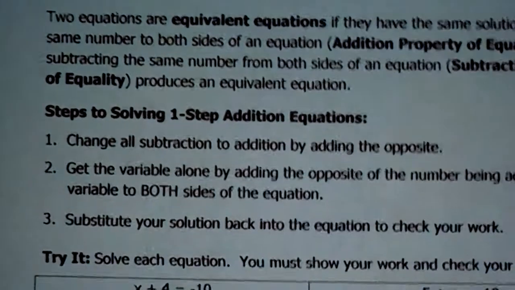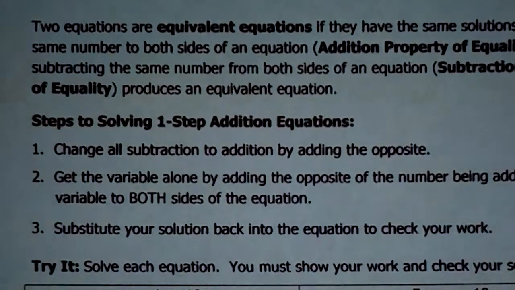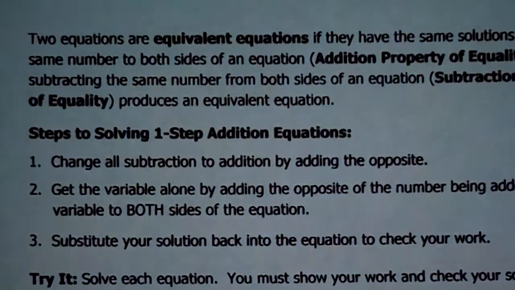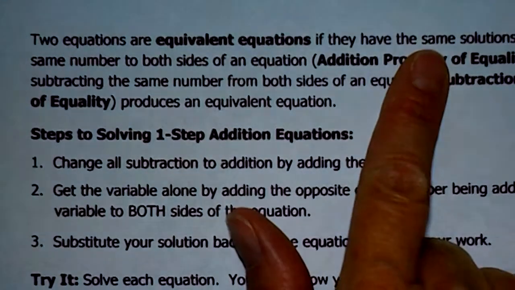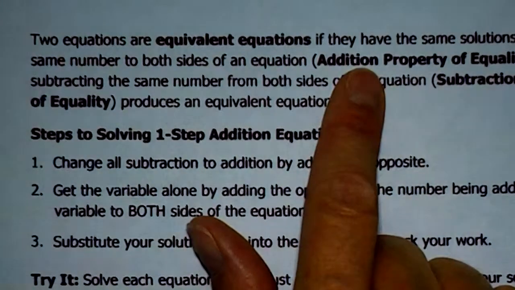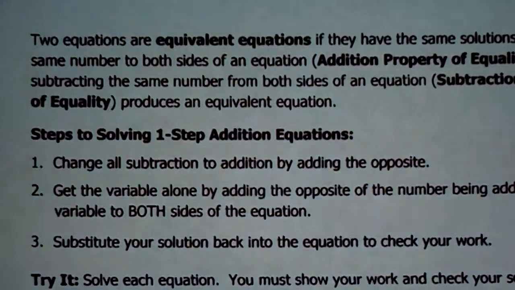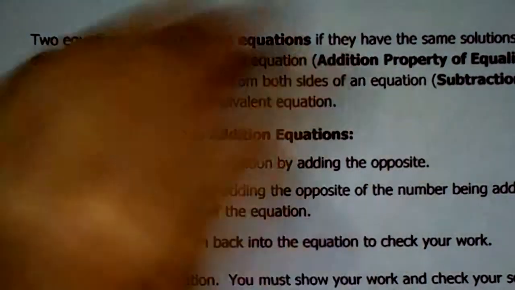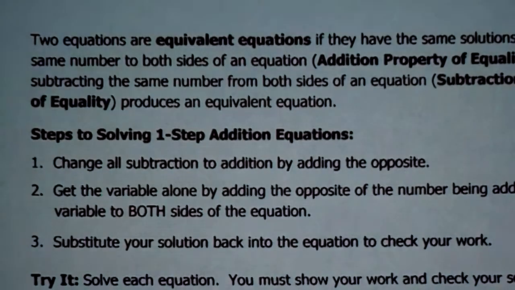Here we go. So there's a lot of words up here. These are vocabulary words that you have to know that you've already been exposed to at the beginning of this unit. But two equations are equivalent equations if they have the same solutions. Adding the same number to both sides of an equation, that's the addition property of equality, or subtracting the same number from both sides of an equation, the subtraction property of equality, makes an equivalent equation. So all of this up here just basically describes what we're doing. We're adding the same number to both sides of the equation, and we're allowed to do that because of those properties. We're not changing the value of the equation, we're just allowing us to isolate the variable.